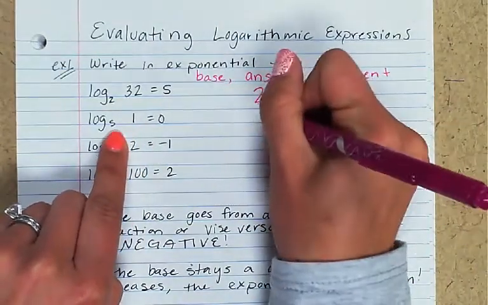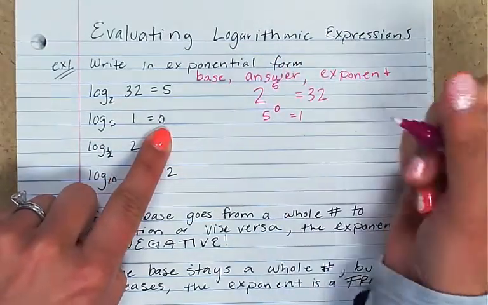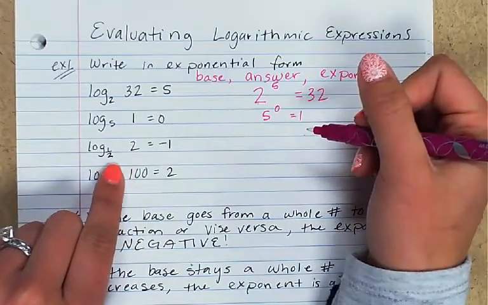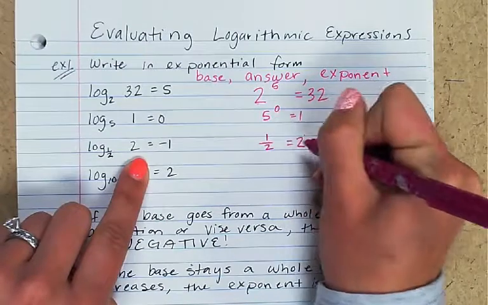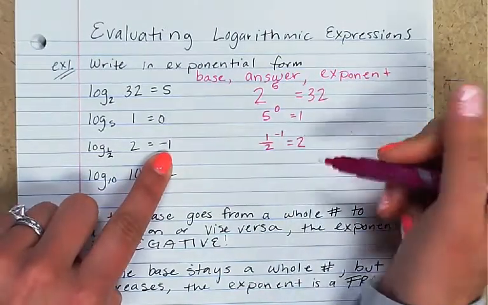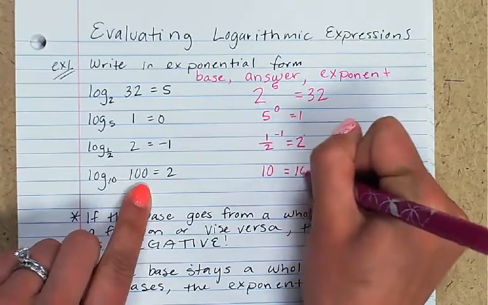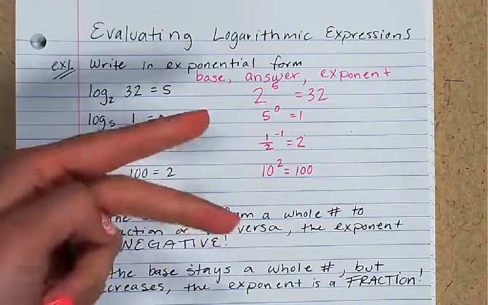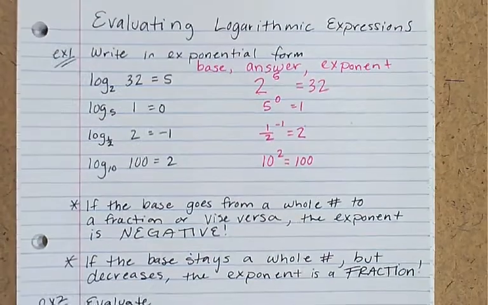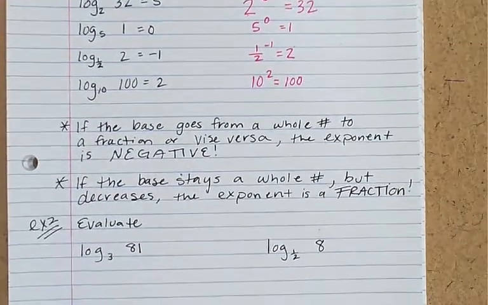So on this one here, base, answer, exponent, which makes sense. 5 to the power of 0 is 1. Base, answer, exponent. Base, answer, exponent. And all of those are correct. 10 squared is 100. 1/2 to the power of -1. Remember, you have to flip it. You get 2. So when we are evaluating these logarithmic expressions, we're going to use exponential form to help us out.